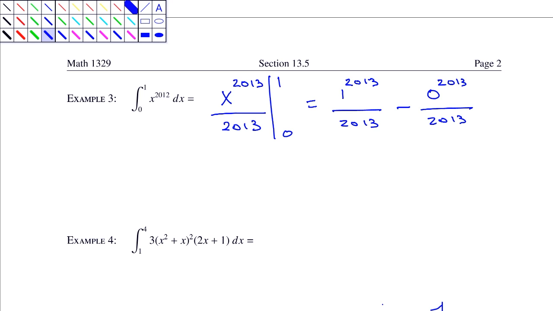What is 1 to the 2013 power? 1. So that's 1 over 2013. What is 0 to the 2013? 0 divided by 2013. Still 0. So the answer is 1 over 2013. Questions?